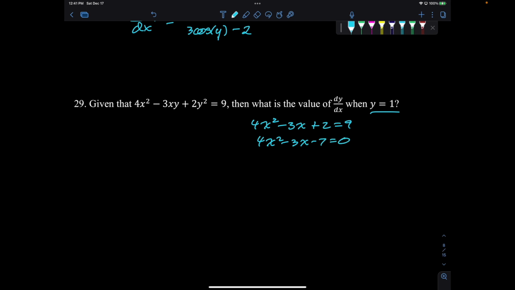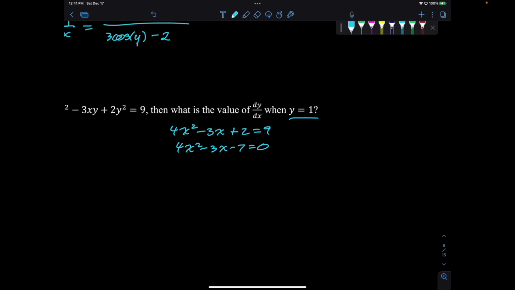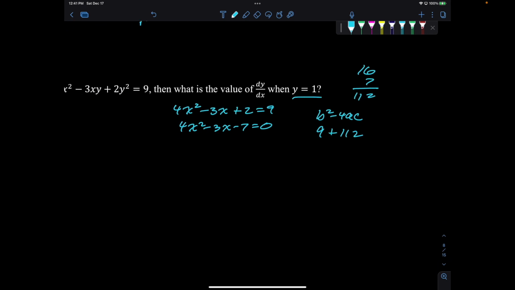Does this factor? Or is this a mistake? Let's do b squared minus 4ac and see if that's a perfect square. That's 9 plus 4 times 4 times 7, 16 times 7. This is more math than I was planning to do. 2, carry the 4, 1, 1, 2, 121. Factors. Okay.